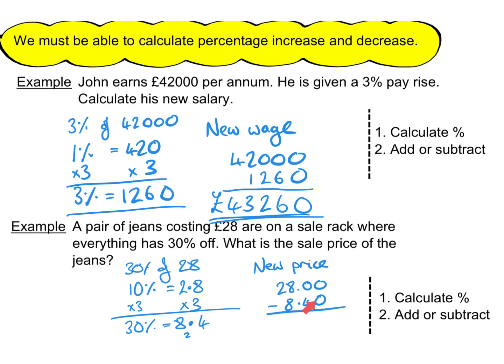So 0 take 0 is 0. 0 take away 4 here we can't do, so we're going to borrow from the 8. So we're going to leave that as 7 and borrow 1. And then we've got 10 take away 4 is 6. Put our decimal point in so they all line up nicely here. And then we're going to try and do 7 take away 8, which we can't do. So again, we're going to borrow, leave 1 and make that 17. 17 take away 8 is 9. And 1 take away nothing is 1. So £19.60 would be the sale price of the jeans with that money off.